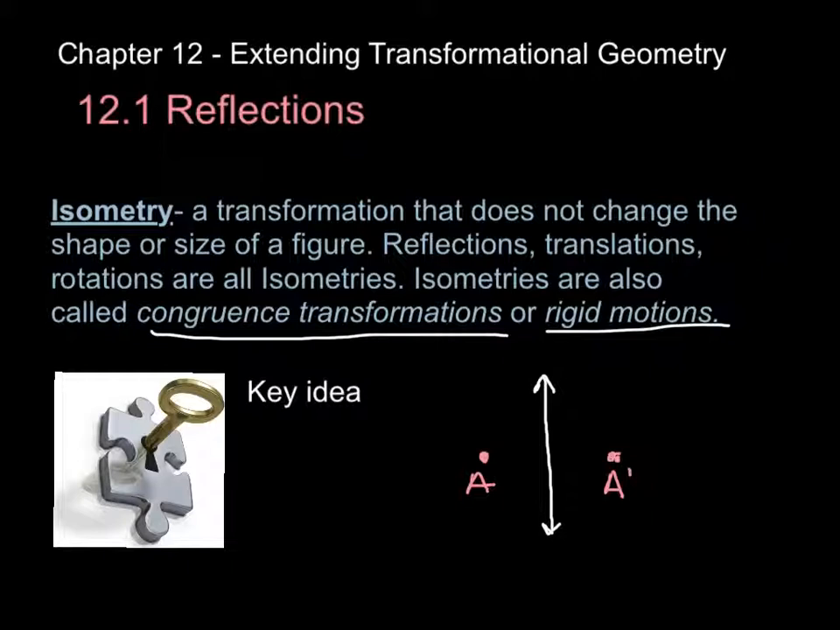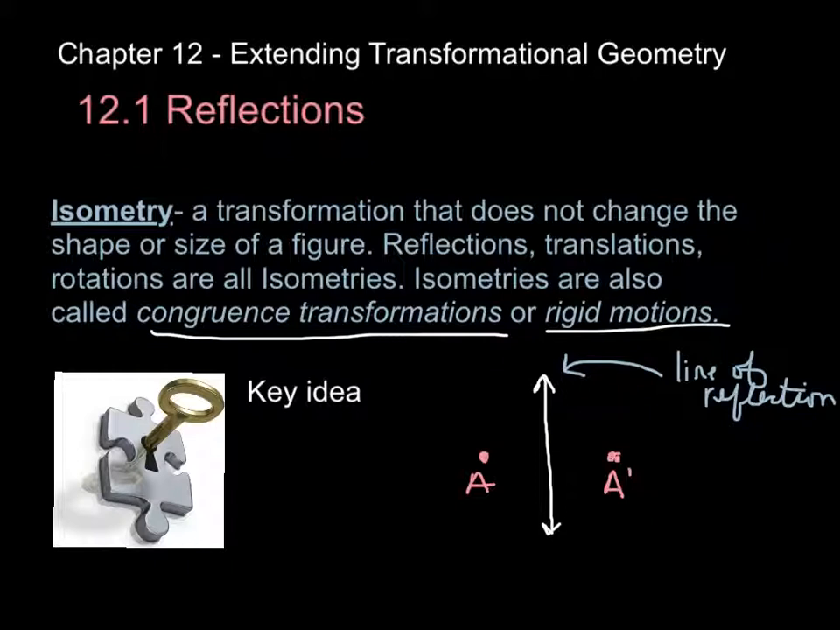Now this is just review, so you do not need to write this down, but if you remember, a reflection is a transformation across a line called the line of reflection. So this white line right here is called the line of reflection. The line of reflection is the perpendicular bisector of each segment joining each point to its image.